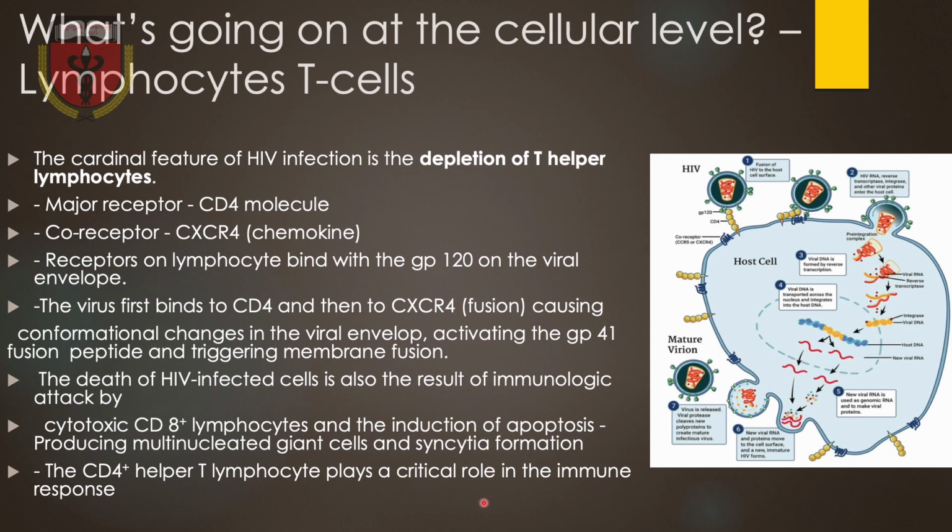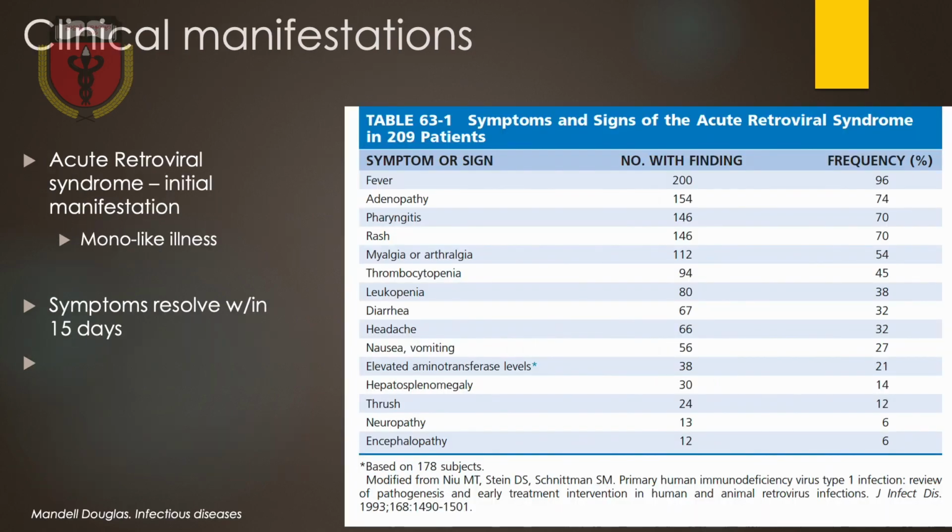And then CD4 helper T cells play a critical role in the immune response, as we already know. And so what are the clinical manifestations? The very beginning of HIV infection is manifested by the acute retroviral syndrome.